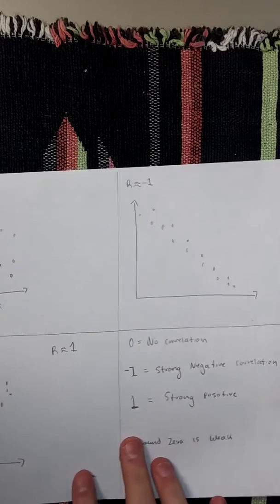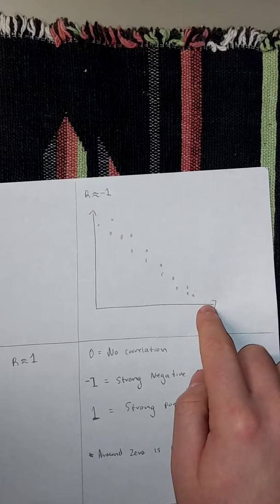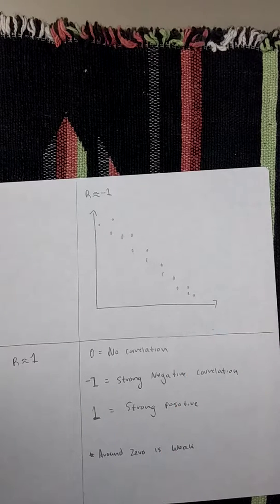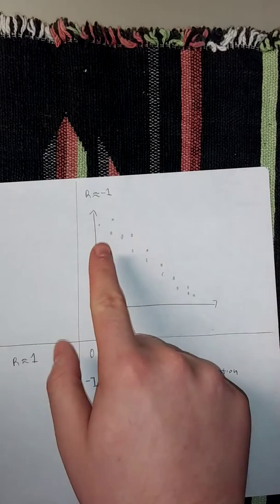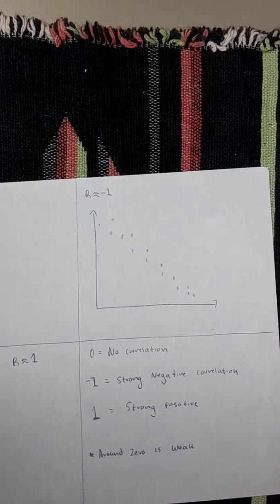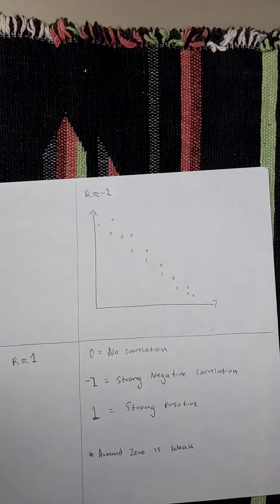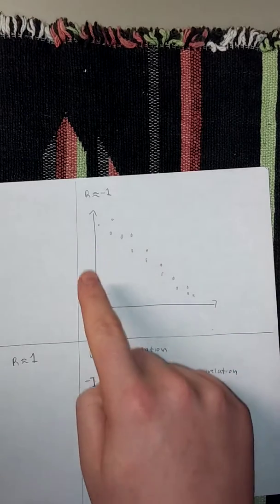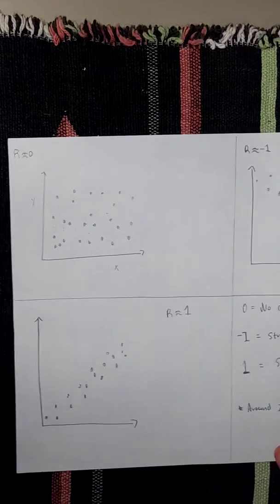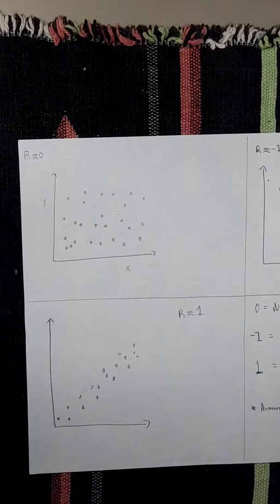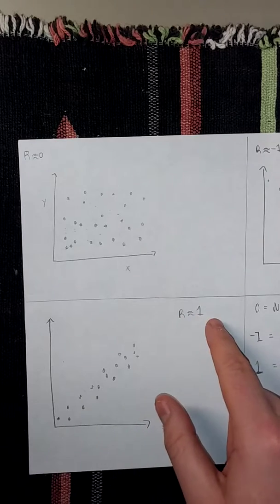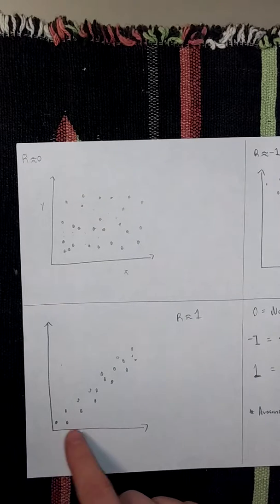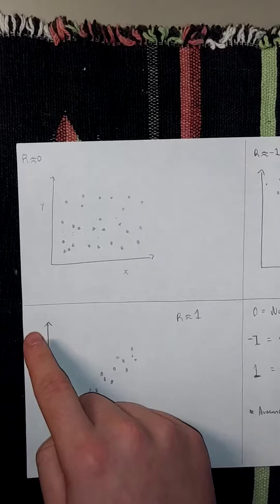Moving on, as we see in this quadrant, the r value is closer to -1. The scatter plot and graph or table should look something like this. When the r is closer to -1, it means that as one value increases, the other decreases. In this case, as x increases, y decreases. Finally, in this quadrant here, we see the opposite. As r is closer to 1, as the x increases, so does the y.